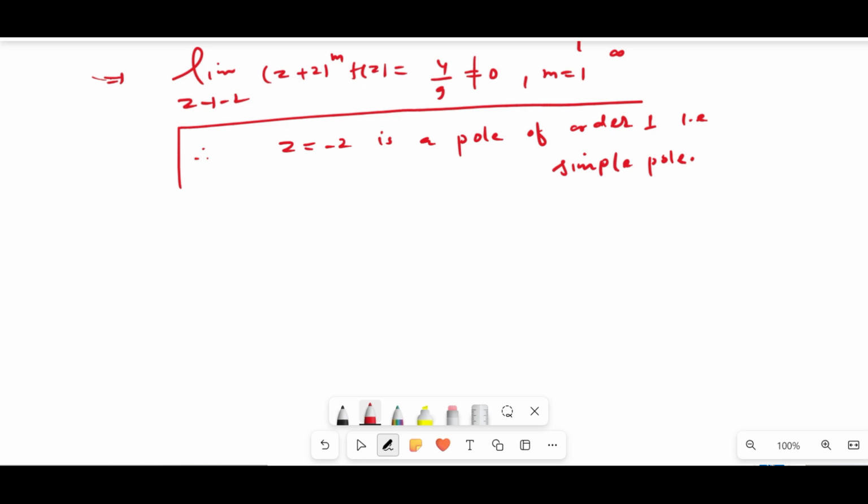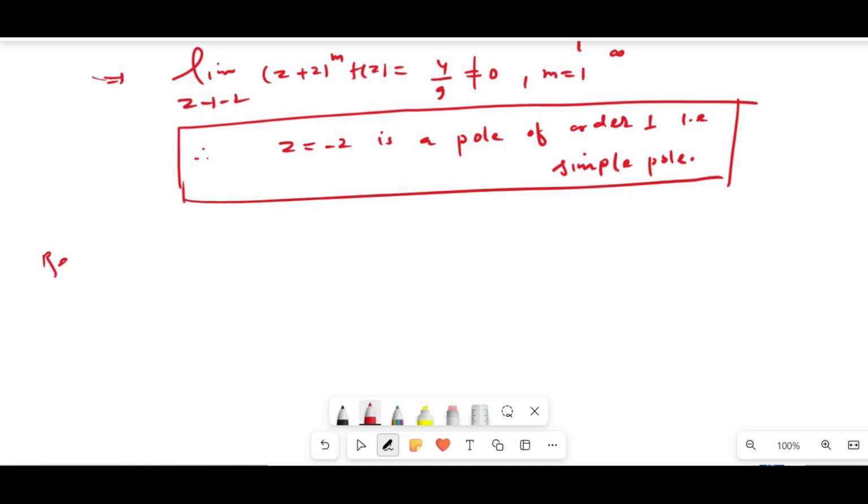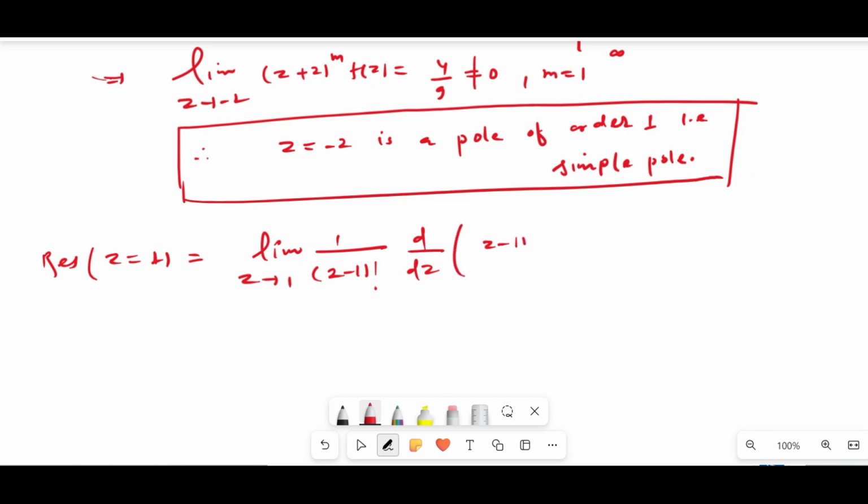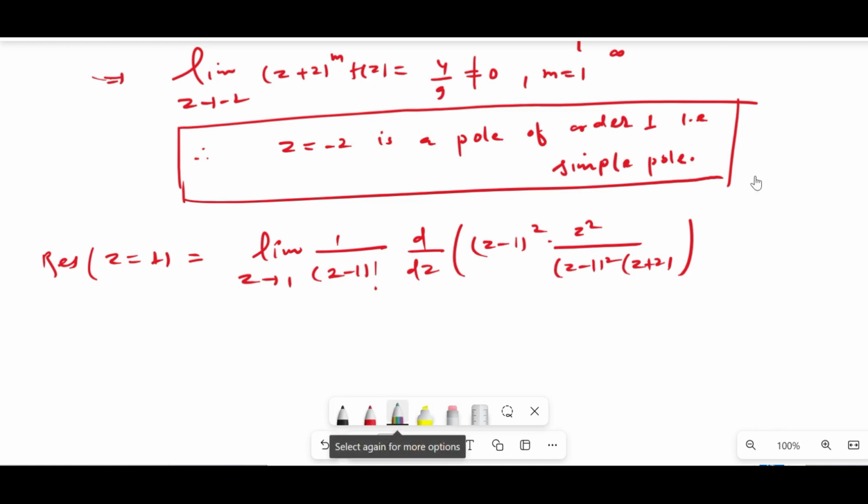So now further we need to find the residue at each pole. So now the residue at z equal to 1 is the limit z tending to 1, 1 upon (2 minus 1) factorial, d over dz of (z minus 1) whole squared times f of z, that is z squared over (z minus 1) whole squared multiplied by (z plus 2). So we can say this factor gets canceled out. So now further we need to find the derivative.